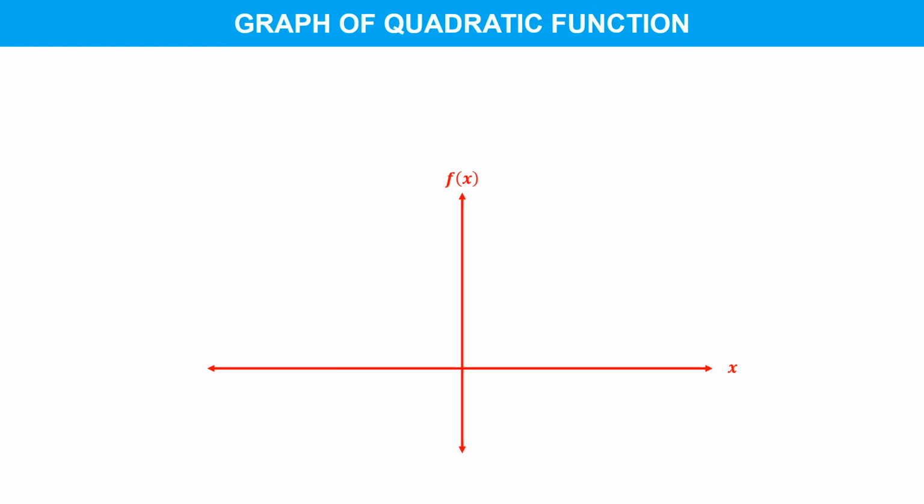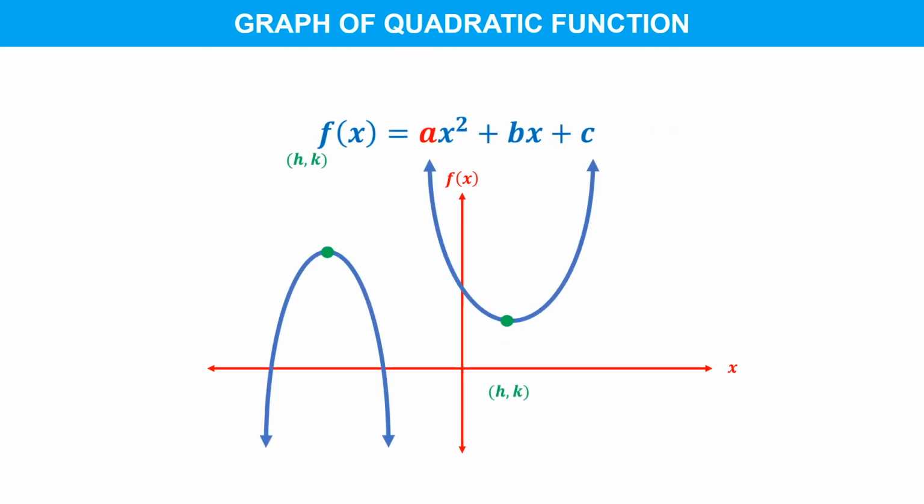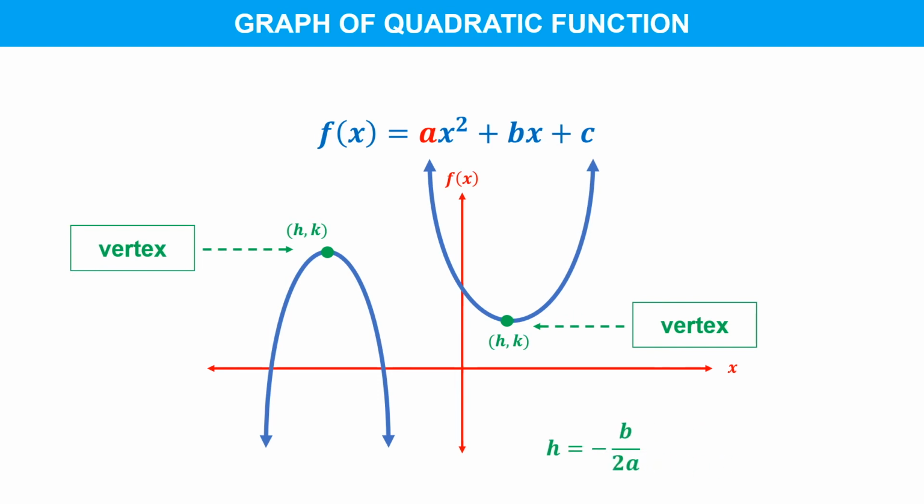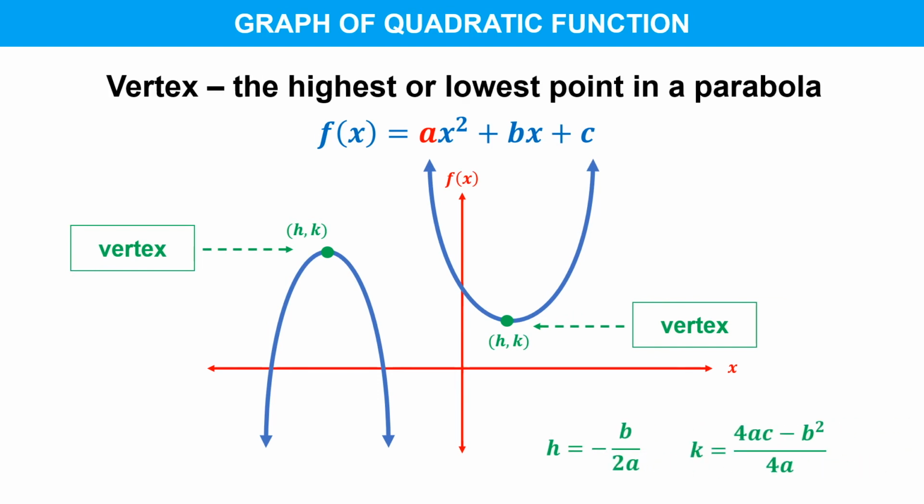A parabola has two parts. These parts are separated by a turning point called the vertex of the parabola. Its coordinates are h, k, where h is equal to negative b over 2a and k is equal to 4ac minus b squared all over 4a. Remember the vertex form of the quadratic function?